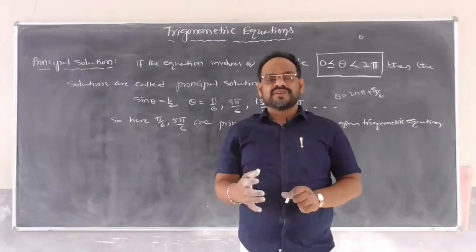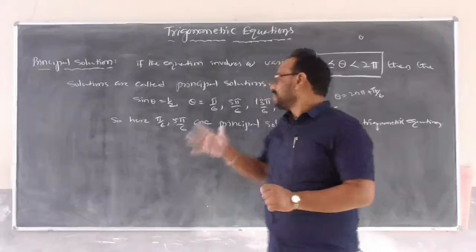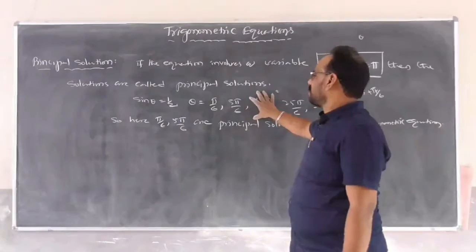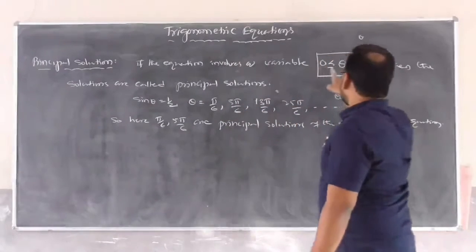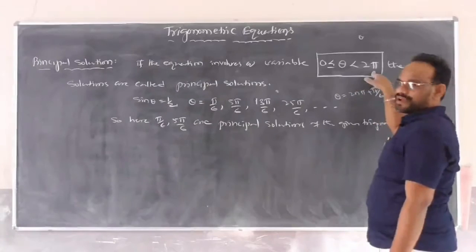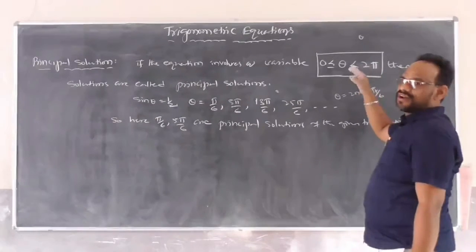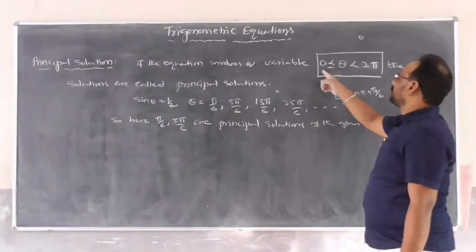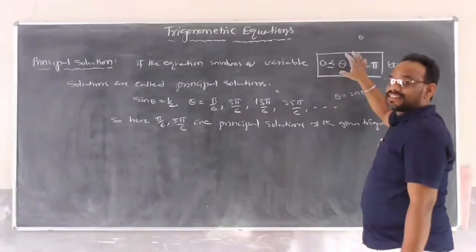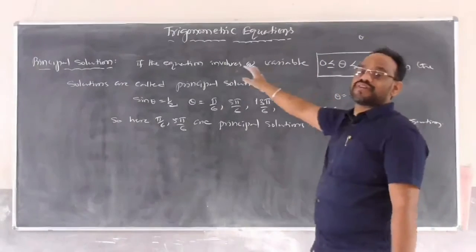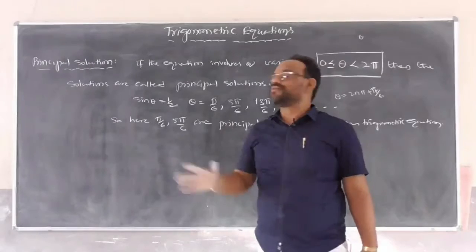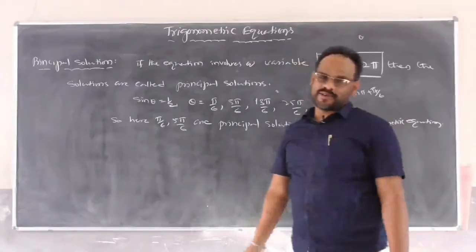Among these solutions, the solutions that lie between 0 and 2 pi, that is, 0 is less than or equal to theta is less than 2 pi. Why? Because 2 pi is the period of the trigonometric functions. Then the theta is called the principal solution of the given trigonometric equation. Principal solution or particular solution.